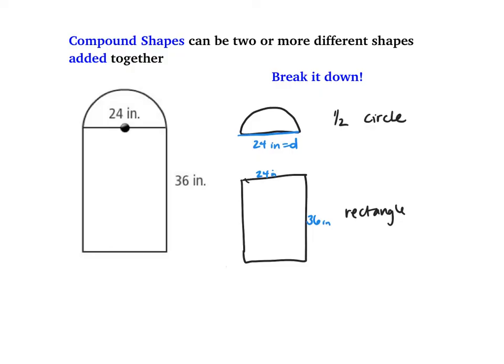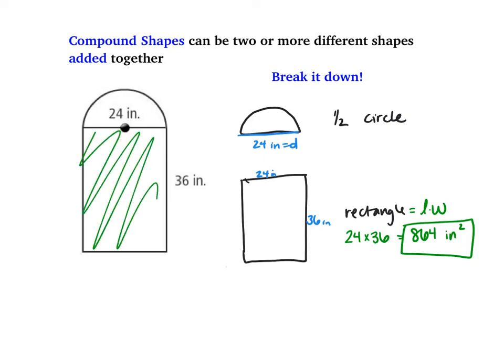So what I can do to find the area of all of it together is find the area of each piece and then add those together. So let's start with the rectangle because I think it's the easiest. Area of a rectangle comes from length times width. So I would do 24 times 36, and that gets me an area for that rectangle of 864. Okay, so that's one piece of this. This bottom rectangle here is all 864.